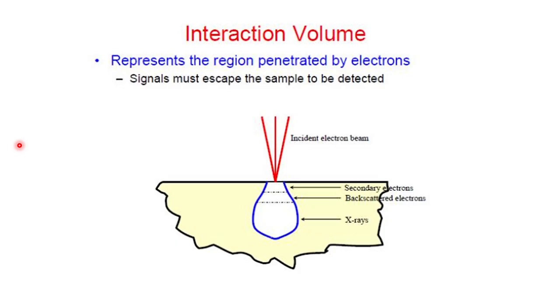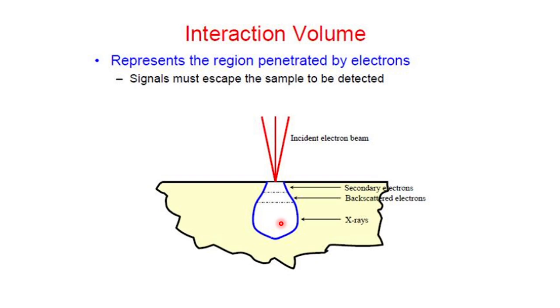Now, what is the interaction volume? This is showing the region penetrated by the electron. If this is your sample surface, your incident electron beam is coming, and it is not only the surface, it can go to a few nanometer depth. When it is penetrating, if it is not transmitted through, and I am only interested in the scattered electron beam radiation, then of course from different depths the scattered electron beam will come.